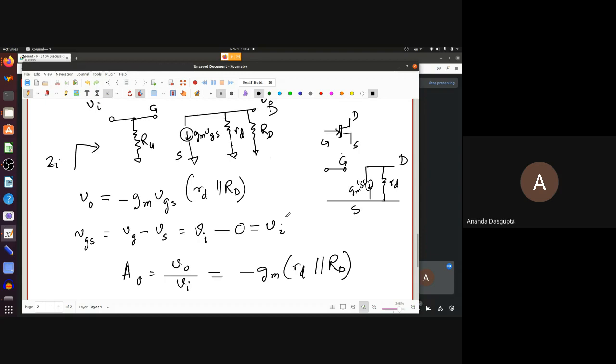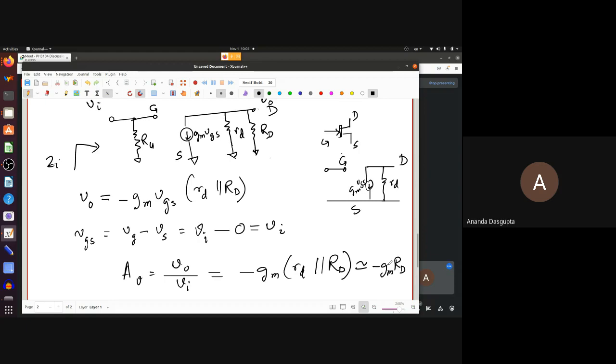and for most practical circuits, small rd would usually be much bigger than capital RD. Remember, small rd, the FET resistance is huge. There's a drain resistance of the FET. It's actually huge. So for most circuits, it's going to be approximately minus gm RD. So that's your voltage gain: the transconductance times the drain resistance with a minus sign.